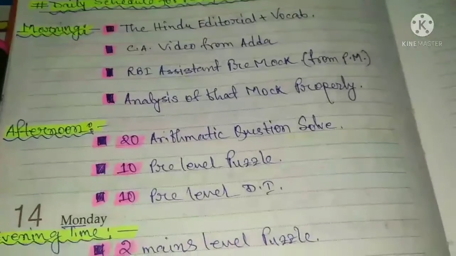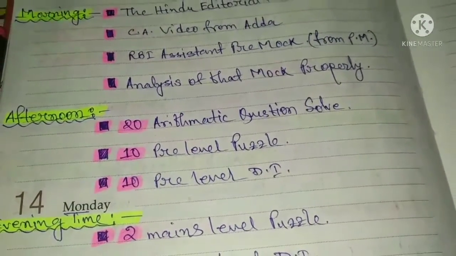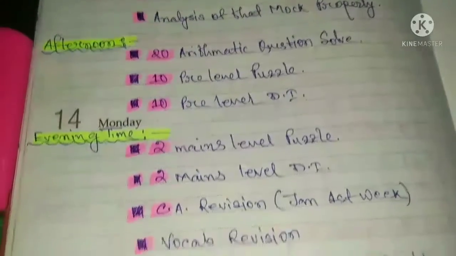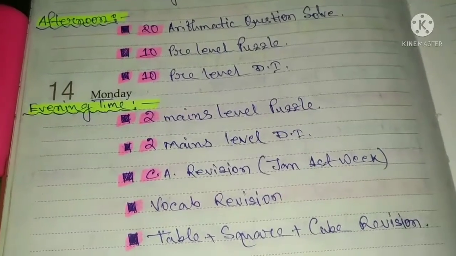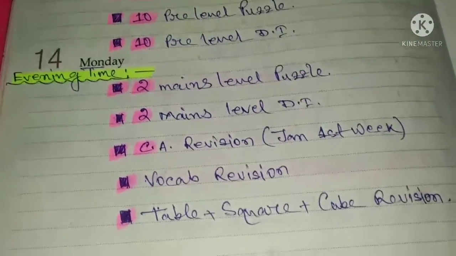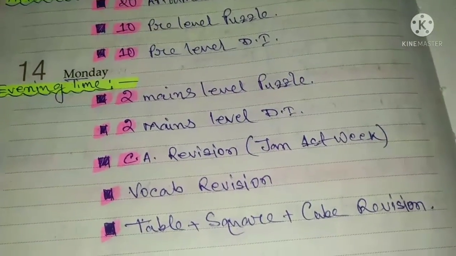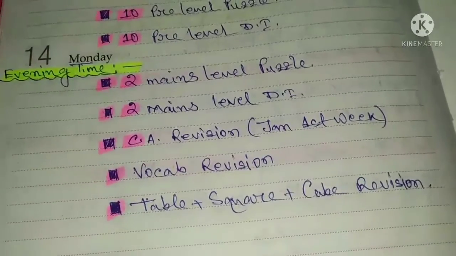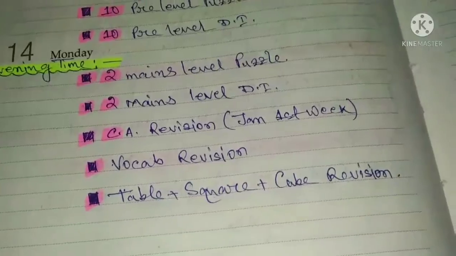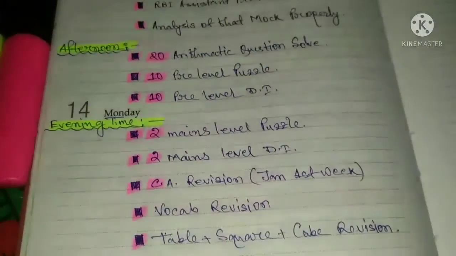In the afternoon time, after lunch, I will solve 20 arithmetic questions, 10 pre-level puzzles, and 10 pre-level DI. In the evening time I will solve 2 mains level puzzles and 2 mains level DI, and after that I will revise current affairs from the first week of January, and then I will revise vocab, and also before sleep I will revise tables, squares, cubes, and then obviously sleep.